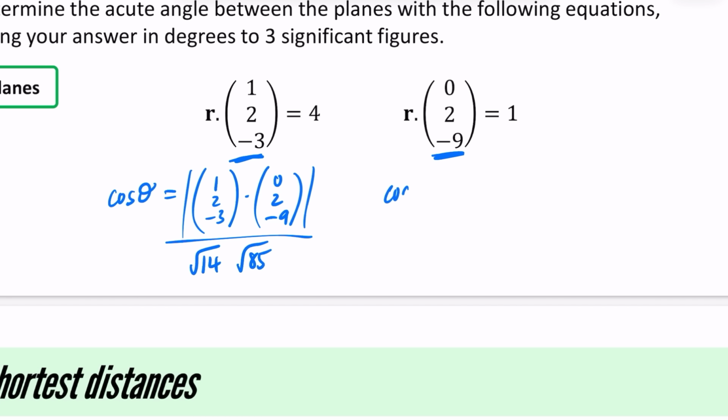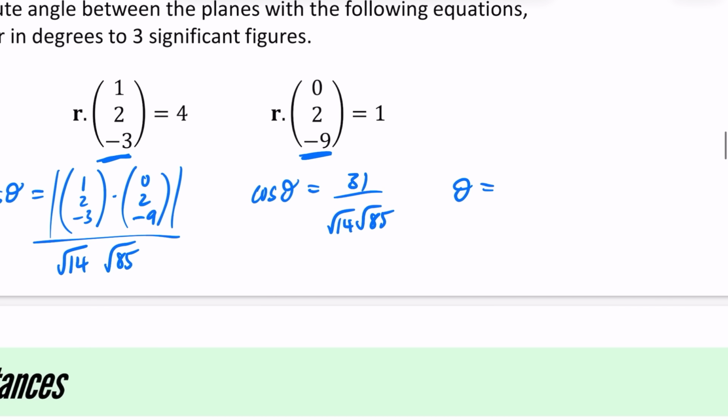So cos theta has the numerator 0, 4, and 27. 4 and 27 is 31. So that's 31 over root 14 and root 85, meaning that we have 31 divided by root 14 and root 85. Inverse cos the answer, and we get 26.0 degrees to 3 significant figures.